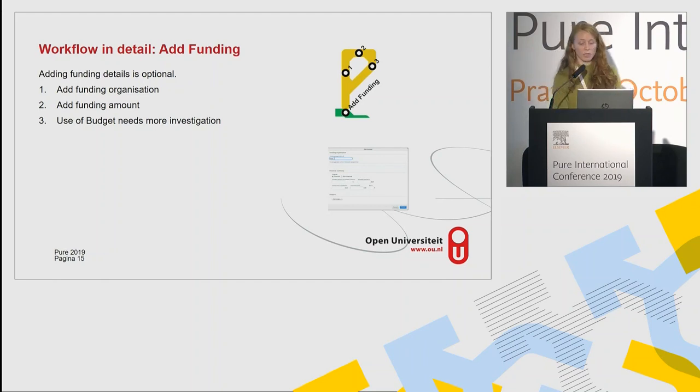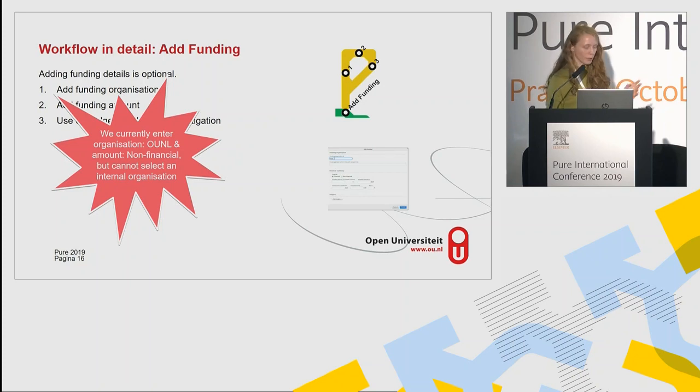It's possible that a PhD might also be externally funded, and then we would need to gather this data and enter it into Pure, but we have yet to work out a good workflow for this. And budget functionality is at the moment not used. We select indeed the non-financial option, which the Manchester group was talking about as well. If we were to use this budget functionality, it would probably require an integration with our financial system, and it's not clear yet if we want to do that or not. So as I've said, we currently enter ourselves as funding organization, but we cannot select an internal organization.